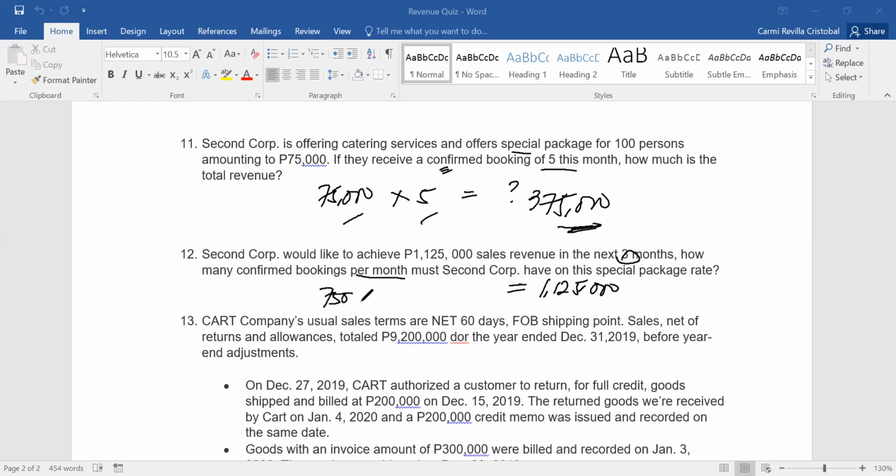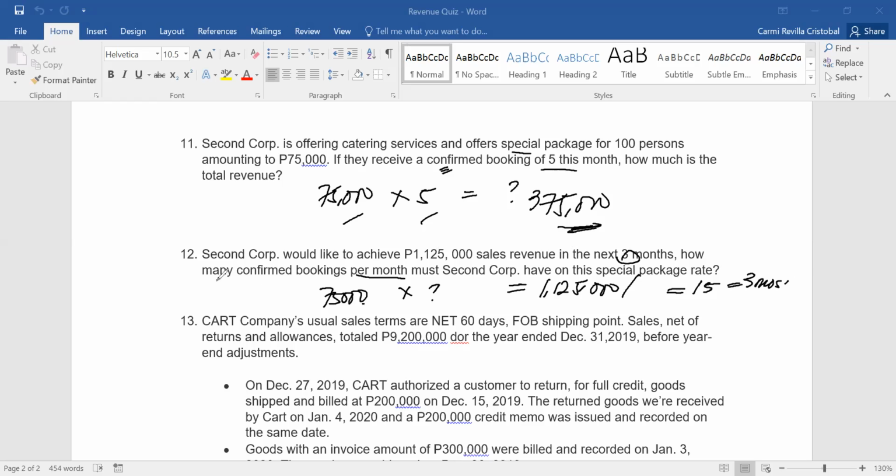So, alam naman natin na 75 siya, no? Ang wala is ito. So, all we have to do is divide. Again, 1,125 divided by 75 is how many? How many? 15. Pero, this is for 3 months.